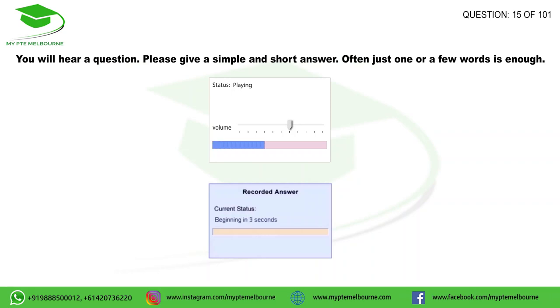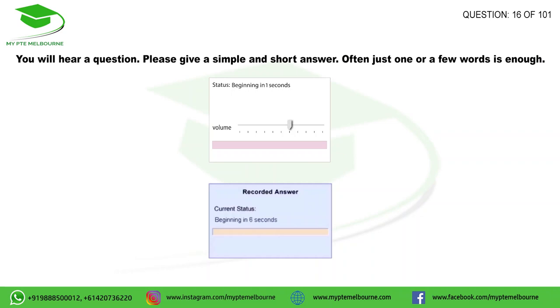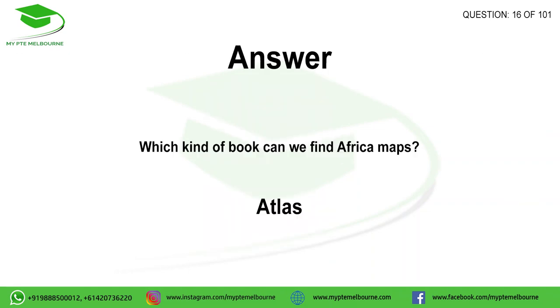The stars, Earth, and Moon belong to what system? Which kind of book can we find Africa maps?